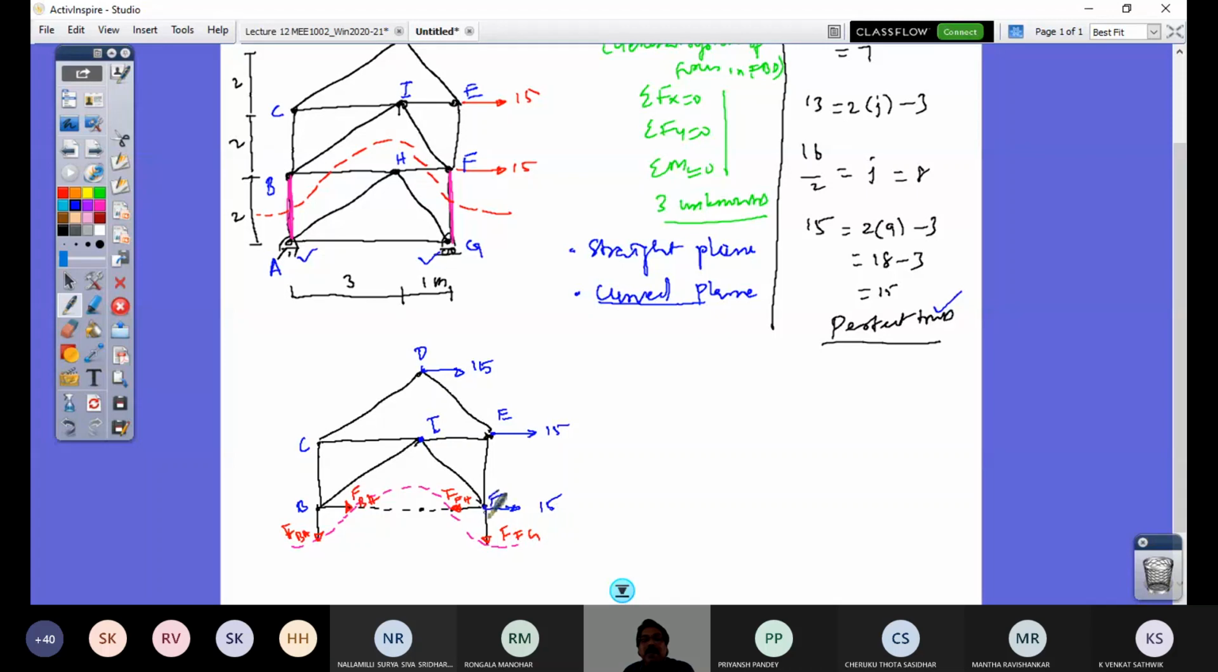And similarly, this joint F, if we look at, out of 4, 3 are concurrent at that point. So the fourth one I can easily find out again by applying moment equilibrium. That's all. This is the idea. So this is an advantage of method of section.